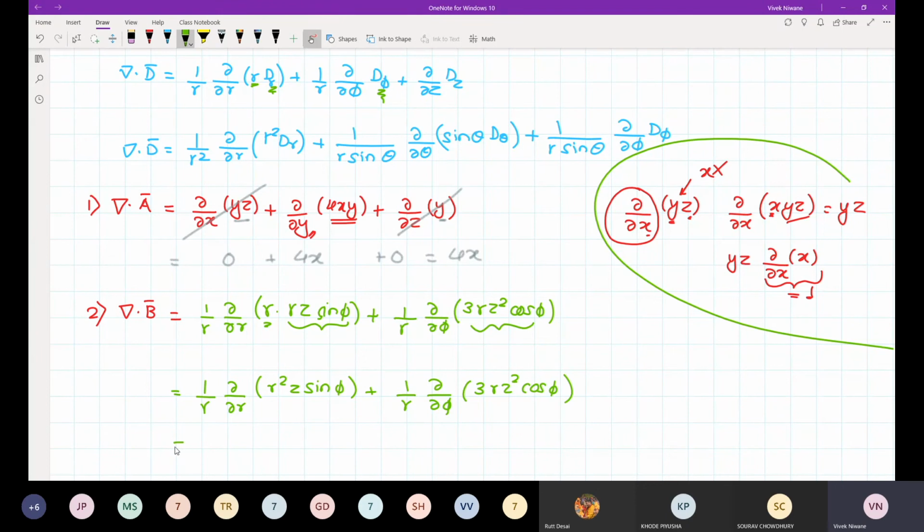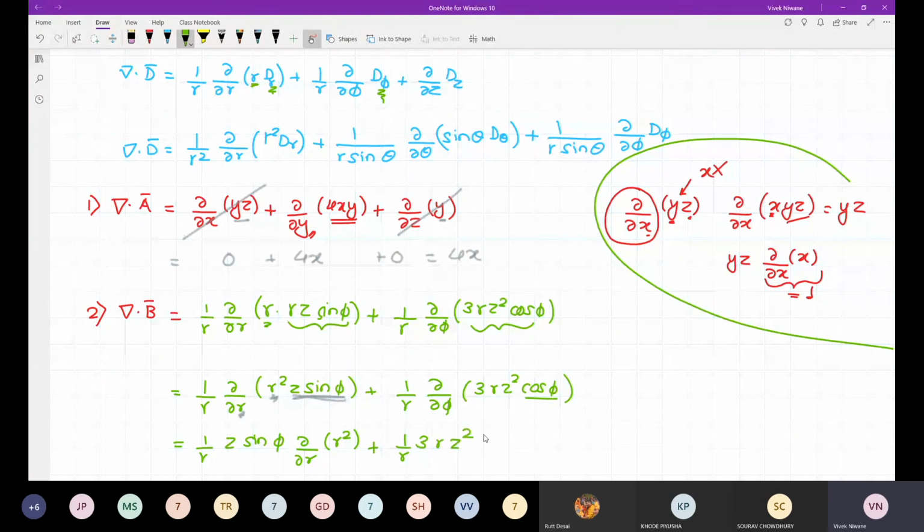ओके, तो जो भी टर्म्स है उसमें से कांस्टेंट्स कौन रहेंगे? So we have r as a variable and this term as a constant, so we will take it out from the differentiation. So 1 upon r z sin phi ∂/∂r into r² plus 1 upon r, here it is phi, so cos phi will be inside the differentiation, rest of the terms will be outside the differentiation. So we will have 3rz² ∂/∂phi into cos phi.